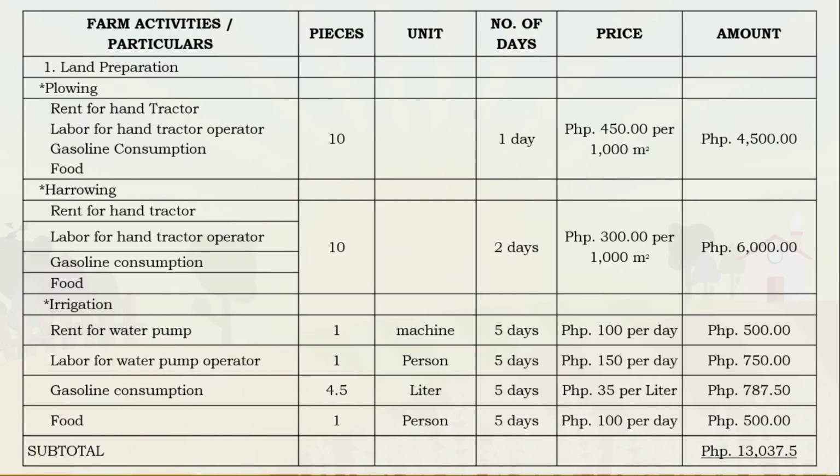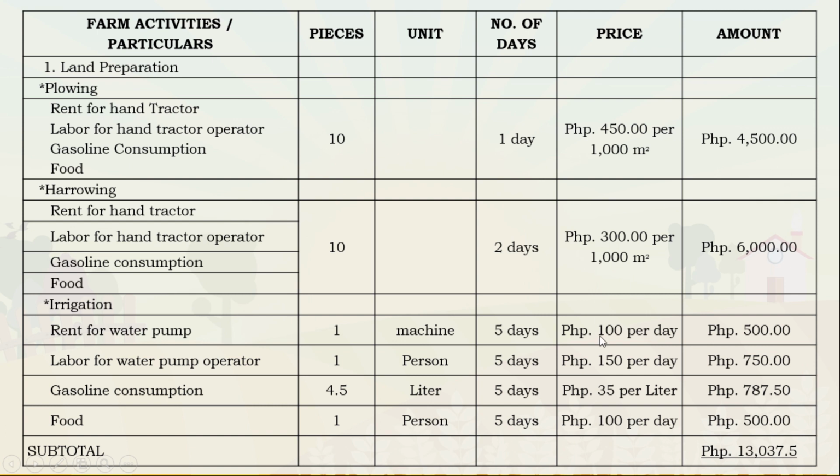So ito yung diniscuss natin kanina na farm inputs and farm labors. So mapapansin nyo, bago tayo magtanim, bago tayo magkaroon ng ani, kailangan muna natin ihanda ang ating land by plowing, harrowing, and through irrigation. Okay? So this column, second column, makikita natin ang pieces. Ilang piraso ba ang ating gagamitin? Ilang sako, ilang machine, ilang tao ang ating kakailanganin. While this is the unit, number of days, ilang araw ba siya dapat gawin?